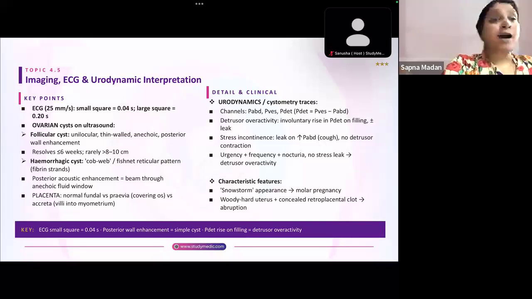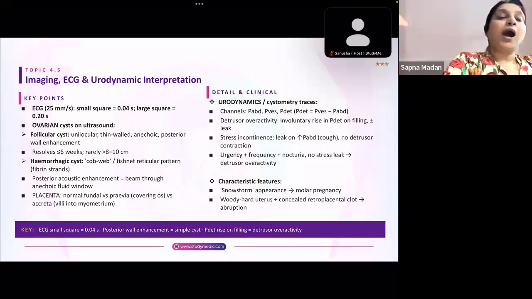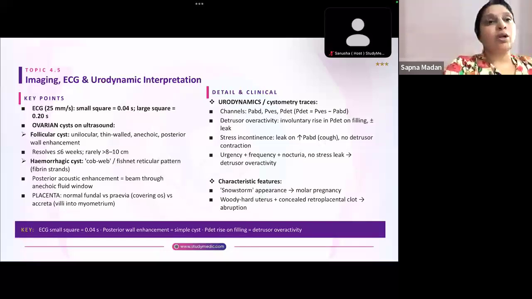Now, how do ovarian cysts look on ultrasound? There can be many kinds of cysts. So the simplest cyst or the follicular cyst is unilocular, thin-walled, anechoic, and there will be posterior wall enhancement. And these usually resolve in up to 6 weeks, and they are rarely more than or equal to 8 to 10 centimeters. Hemorrhagic cyst has a cobweb appearance, okay, or a fishnet reticular pattern because of the fibrin strands of the blood which is going to clot inside.